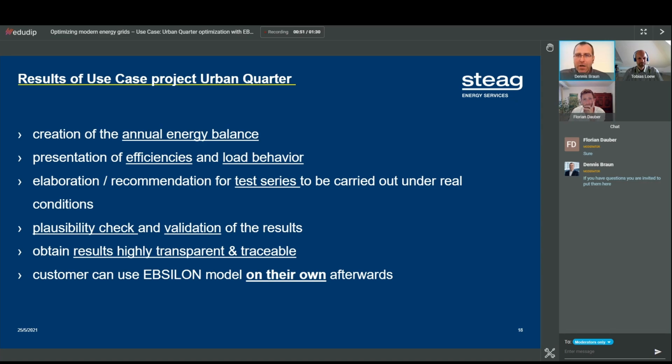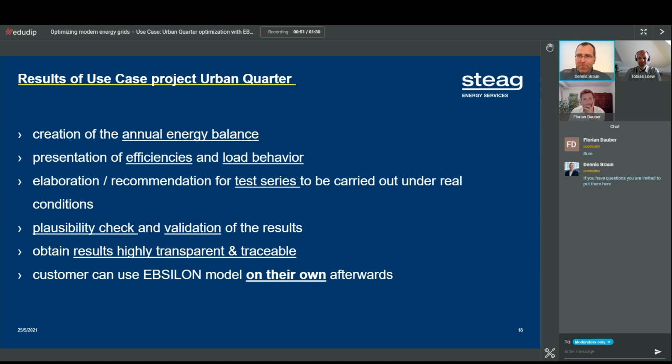Yeah, how to continue on that journey for the customer. There was this project. There was a plausibility check and validation of the results. Highly transparent and traceable results, because there will be questions now, and now they can just use EBSILON and answer them: what was used, what measurement, what tag. Very, very transparent.